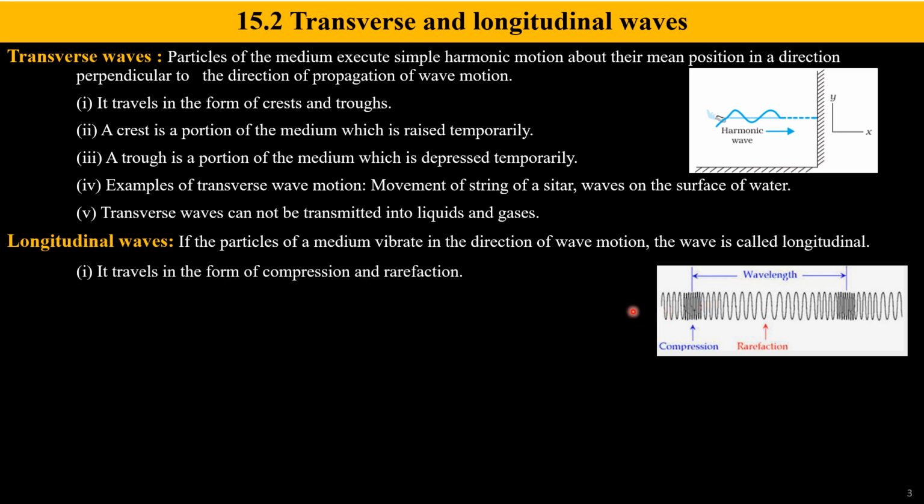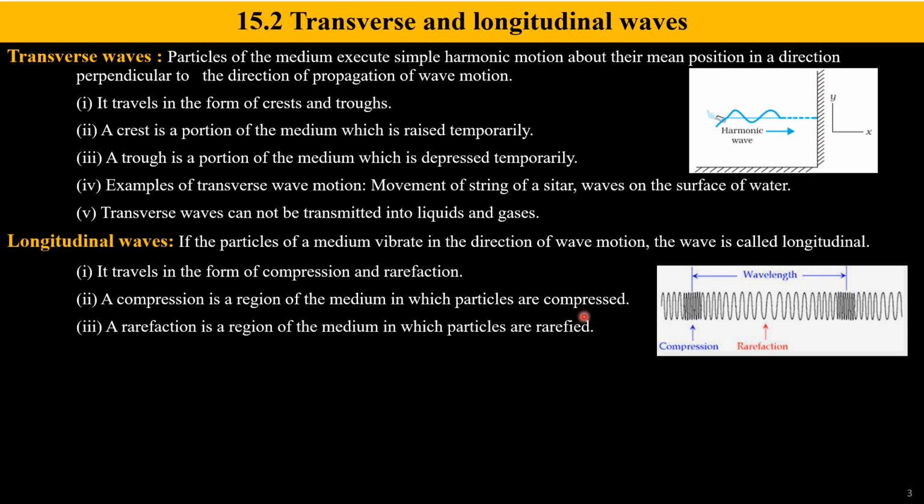Here the waves travel in the form of compression and rarefaction. You see here there is a compression region and there is a rarefaction region. So the wave travels in the form of compression and rarefaction. A compression region is the medium in which particles are compressed. A rarefaction is a region of the medium in which particles are rarefied. So rarefied means expanded.